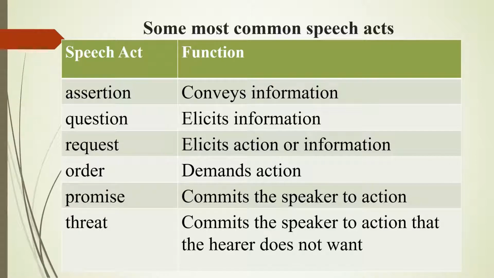Some most common speech acts are assertion. So assertion is basically conveying information. Okay, so if you make an assertion, that means you are conveying some information. For example, there is a holiday this week. Or there is a snake in the backyard. Question, eliciting information. Request, elicits action or information. Ordering, promising, threatening. Okay, so these are different speech acts, and each speech act is associated with a function. Okay, right, so you can take down anything from here if you want.